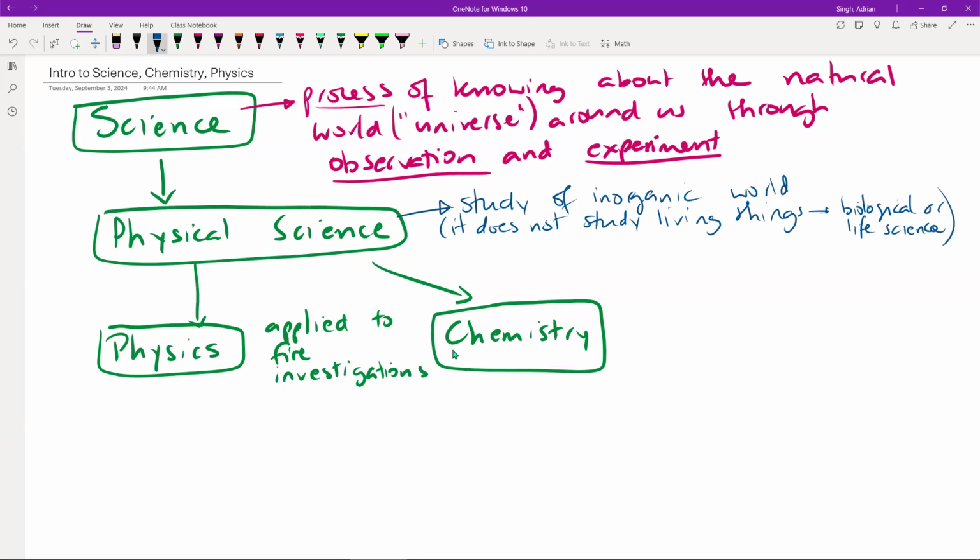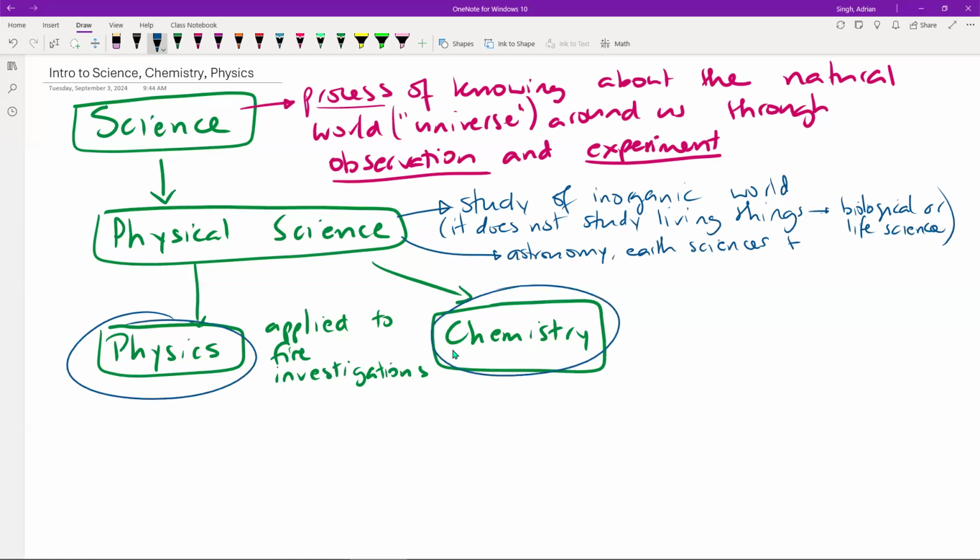And there are several branches of physical science itself. So we're going to see things like astronomy. We might see earth sciences, geology, for example. And the two that we're going to be concerned with are these branches of physics, and then we're also going to take a look at chemistry, and we're going to see how they are applied to fire investigation.